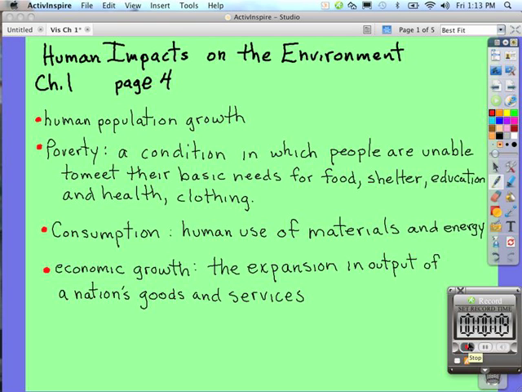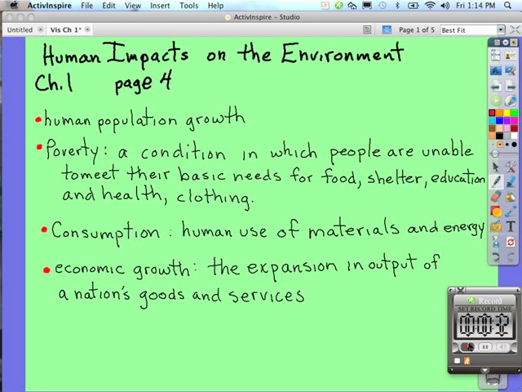Humans do make an impact, and some of these things are what we're going to look at in Chapter 1, which begins on page 4. Human population growth. There have never been 7 billion people on the planet before, but there are now, over 7 billion. Poverty, a condition in which people are unable to meet their basic needs for food, shelter, education, and health, and clothing.